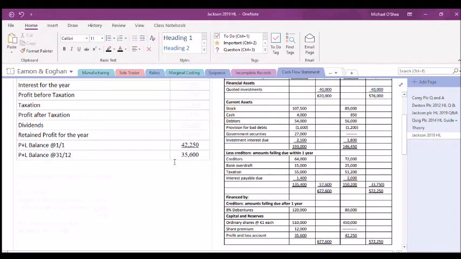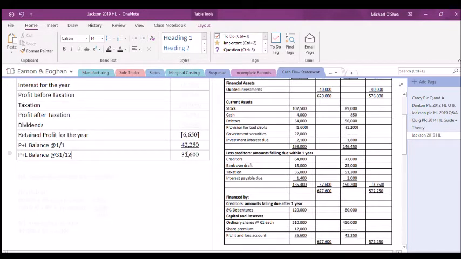Now, how did I get from what I had at the start of the year to what I had at the end of the year, the 35,000? I had a profit at the start of the year, 42,000, and my profit was reduced to 35,000. Therefore, my retained profit for the year has to be a negative figure because my profit has gone down. So my retained profit for the year is 6,650.